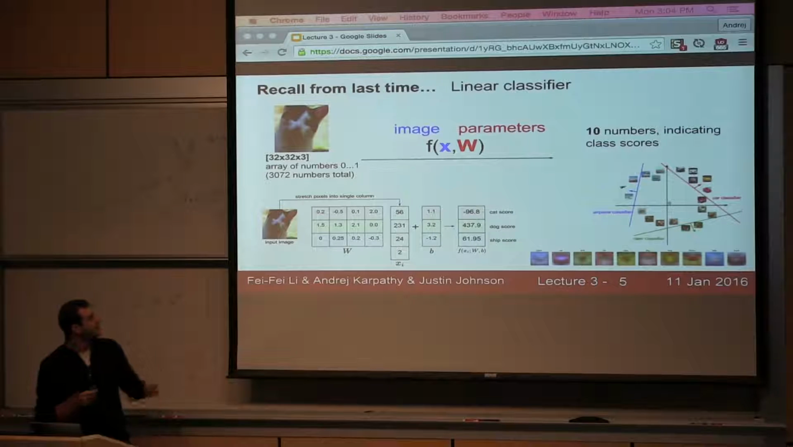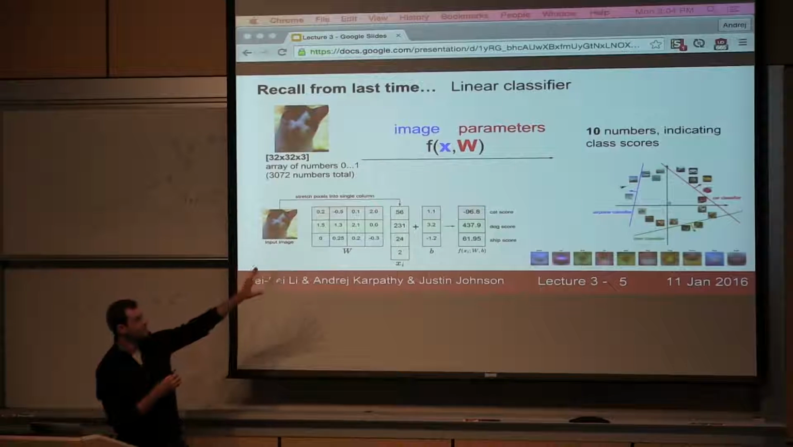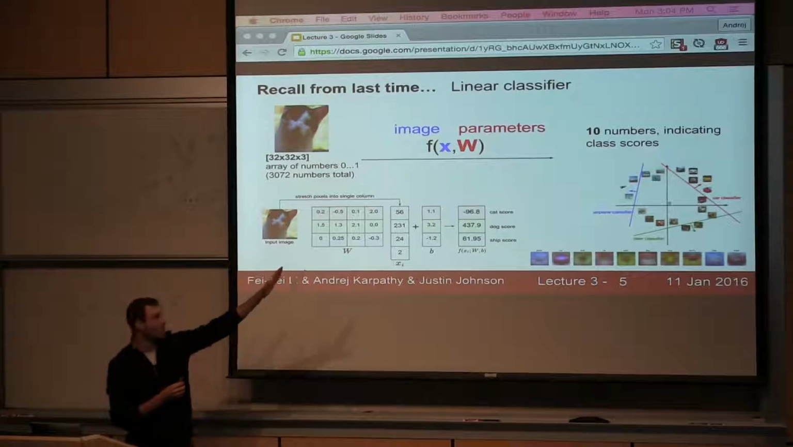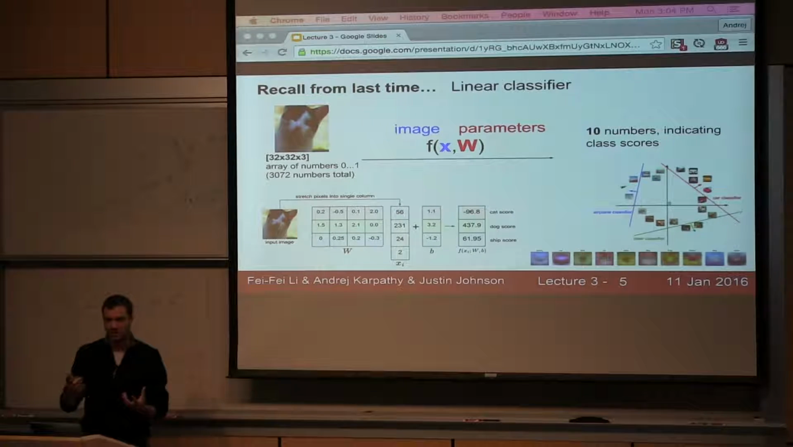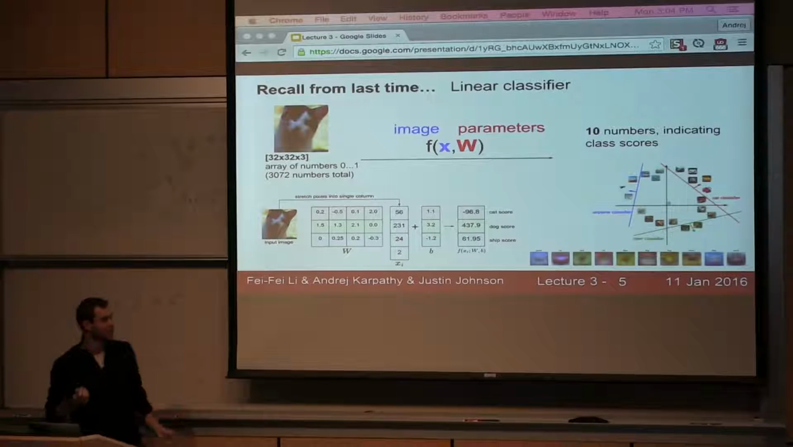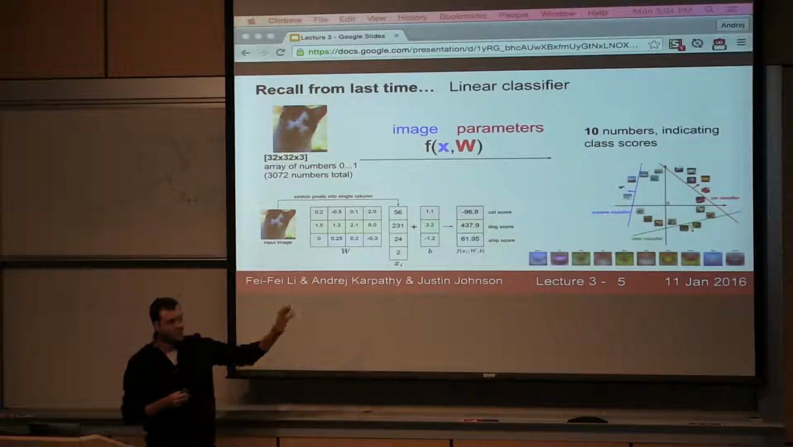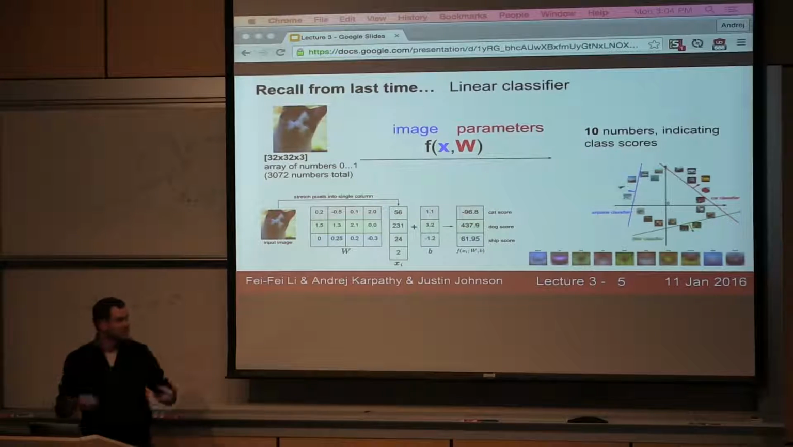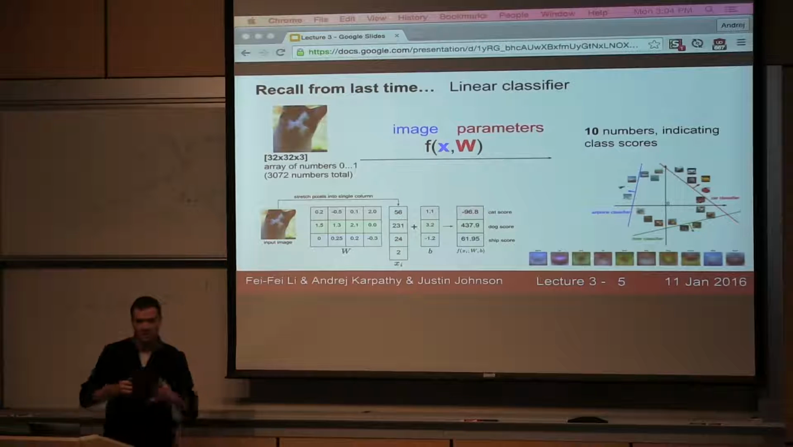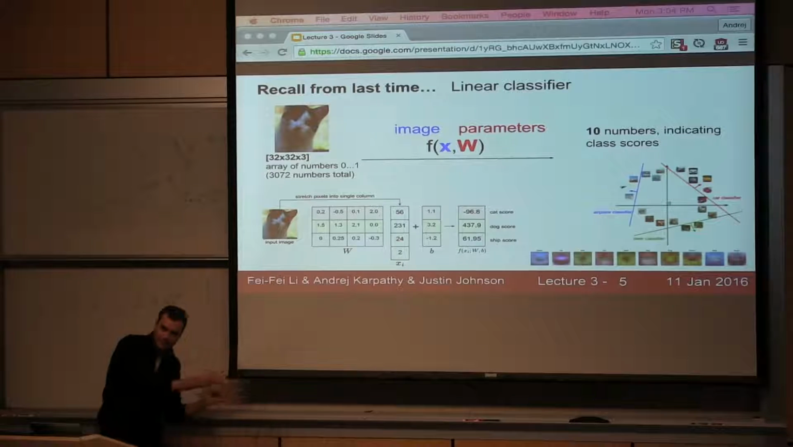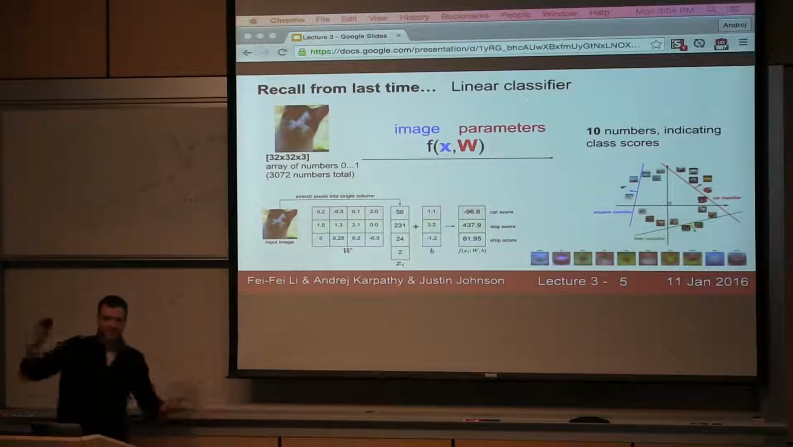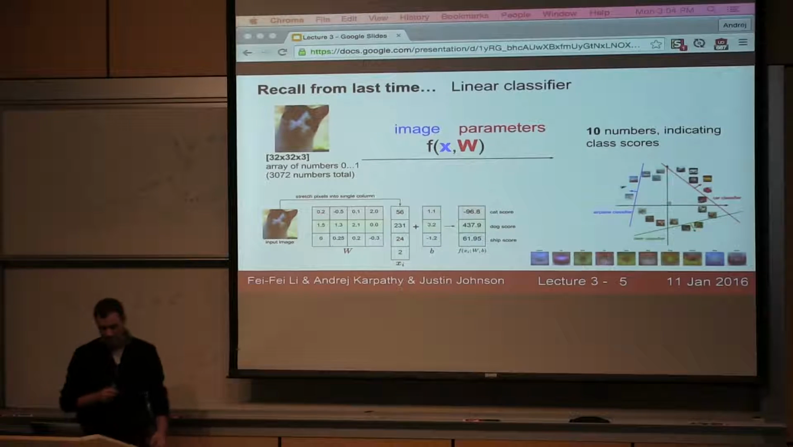Then I introduced the idea of this approach that I termed the parametric approach, which is really that we're writing a function f from the image directly to the raw 10 scores if you have 10 classes. And this parametric form we assume to be linear first, so we just have f equals Wx. And we talked about the interpretations of this linear classifier, the fact that you can interpret it as matching templates, or that you can interpret it as these images being in a very high dimensional space, and our linear classifiers are kind of going in and coloring this space by class scores, so to speak.